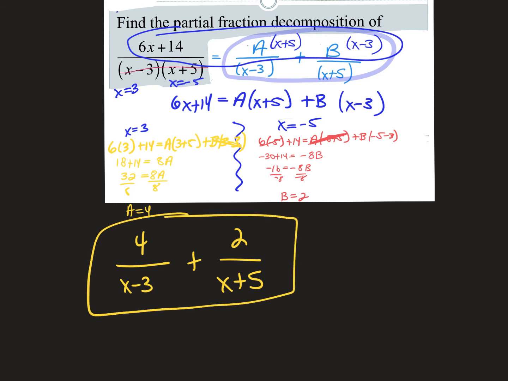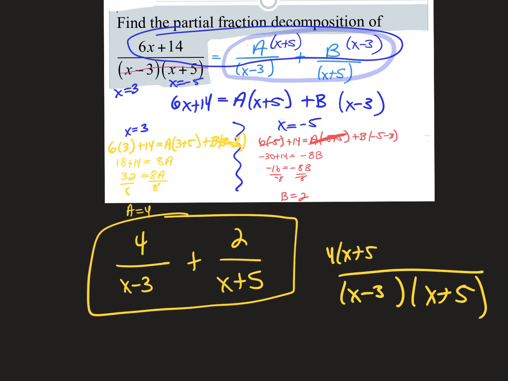Now, in order to check if you did this right, you would get a common denominator between x minus 3 and x plus 5, correct? So you look, your first fraction, 4, has the x minus 3, it's missing the x plus 5, right? So you would say x plus 5 here. Plus, the second fraction has the x plus 5, it's missing the x minus 3, correct?